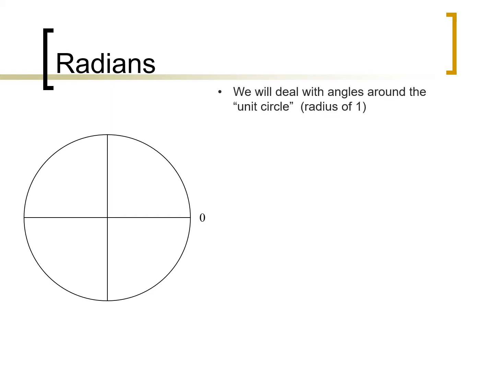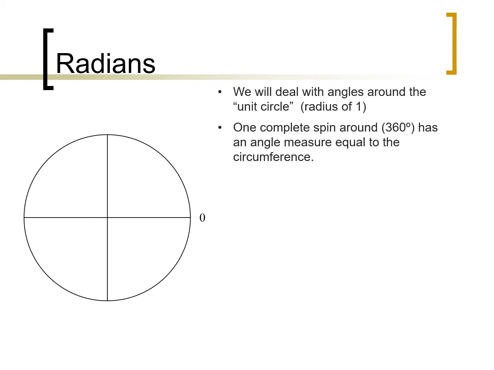First thing, and all these things you should just list as bullet points on the bottom of page 10. First thing, we are dealing with angles around what we call the unit circle, so it has a radius of 1. We know that one complete spin around the circle is 360 degrees. Using our new way of measuring angles, relating to how much of the circle is traced out, if we go all the way around this circle, we're tracing out our entire circumference.